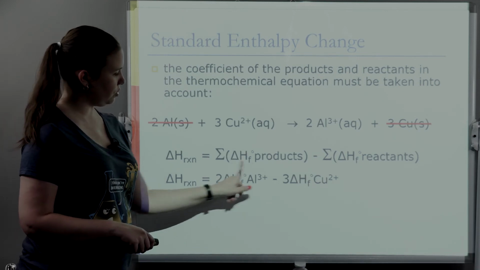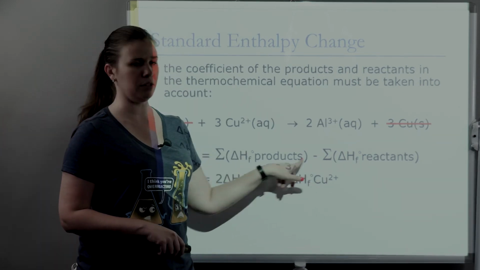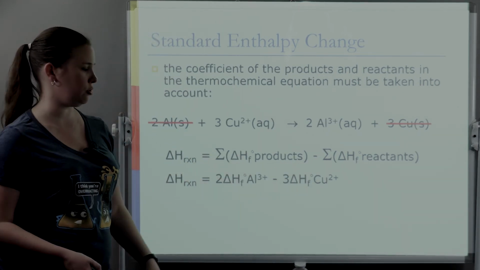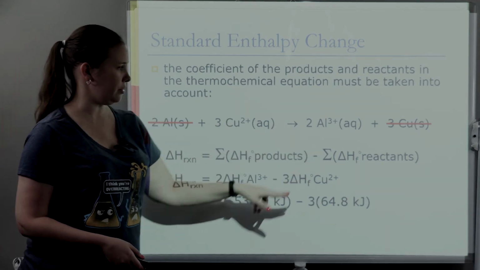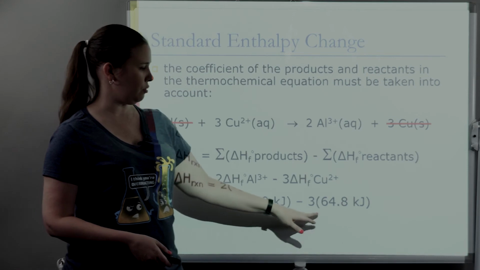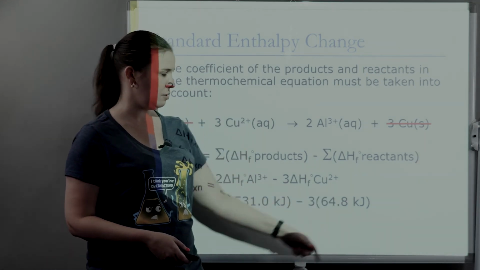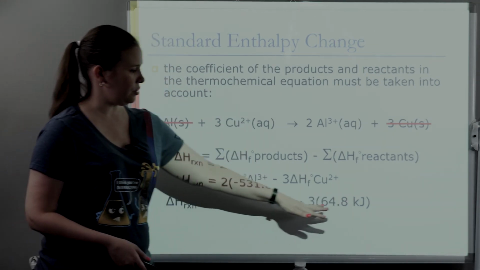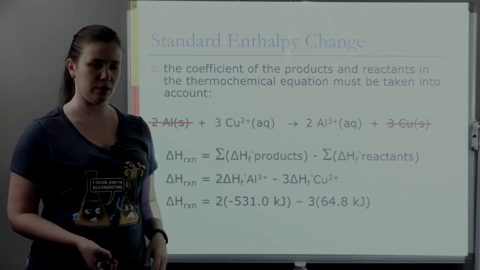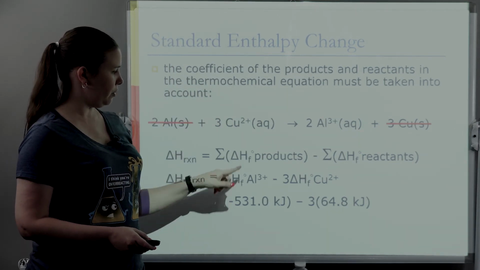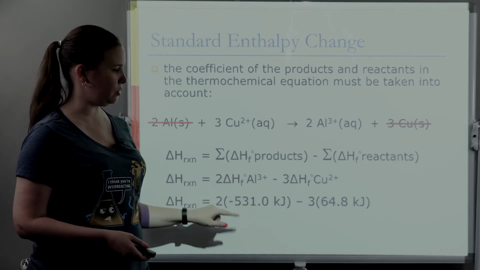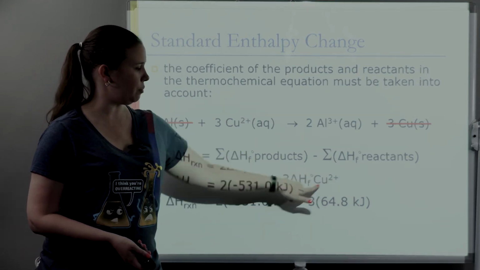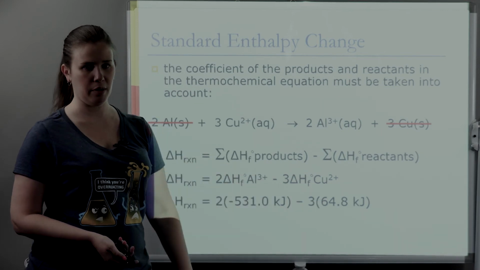So you can do this as 2 separate steps. Find all the reactants, find all the products, and then do the subtraction. So 2 times my enthalpy for my product of aluminum minus the 3 times the enthalpy for my reactant, the copper. These numbers came from that big table that we just looked at. So we would look up exactly aluminum 3 plus, plug in that number and multiply it by 2, and we look up exactly copper 2 plus and multiply that number by 3.